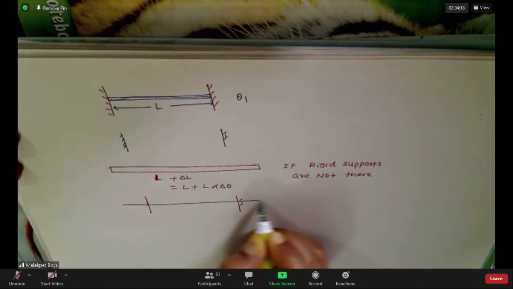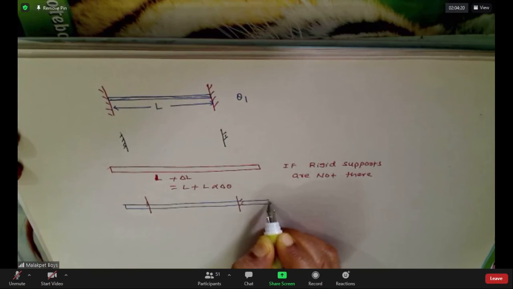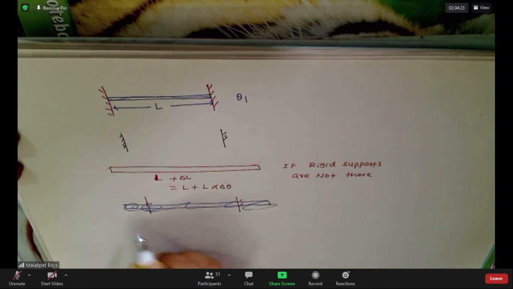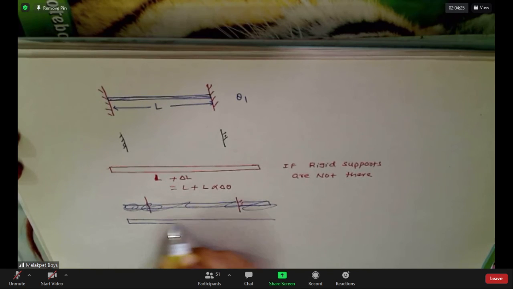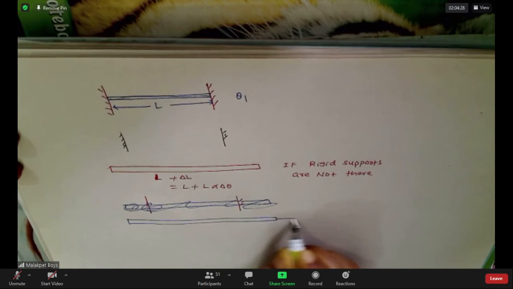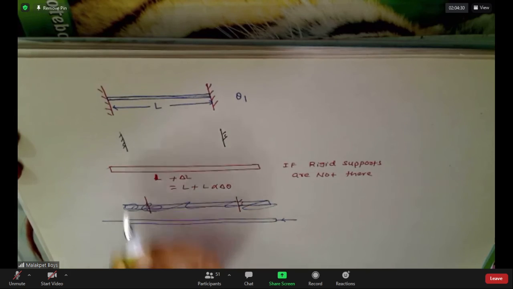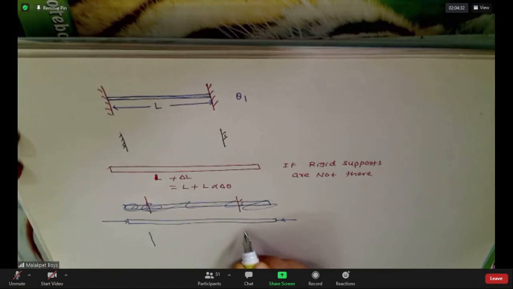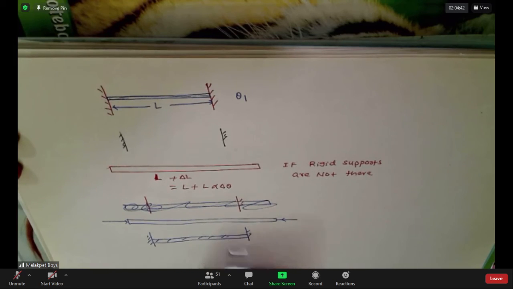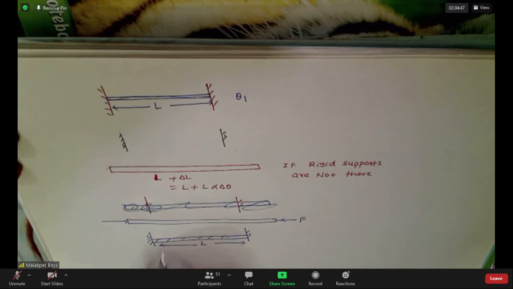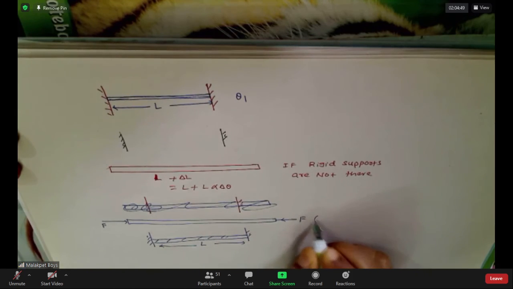If supports are there, you can see that the walls will apply a force, not allowing them to expand, no? Yes, sir. That is the reason why the rod will be in the same state. Agreed? Agreed, sir. Some force it is exerting. This is the support, rigid supports.